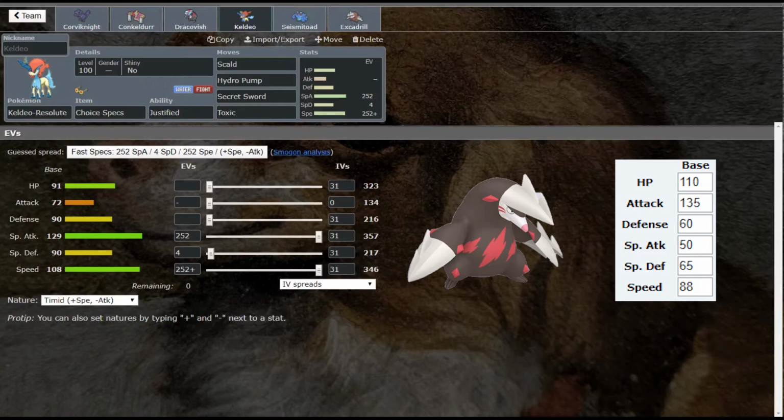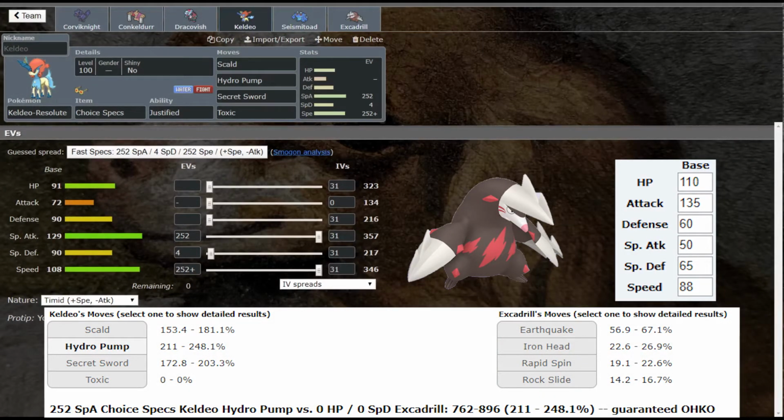Next is going to be Keldeo. Keldeo is going to be our Choice Specs user. You can also run him as a Scarf user. Either way, you are faster than Excadrill as long as it is not within Sand Rush. And you just straight up kill it. It's great. Yeah, I mean, there's not really a whole lot to talk about. Hydro Pump does 211, Scald does 153, Secret Sword does 172. I mean, you just completely wreck this thing. And Earthquake does 56, you know, if you are facing one that's in Sand Rush. But, I mean, it can't stay in against you or else it's going to die to anything you click. It's just not going to work out well for him.